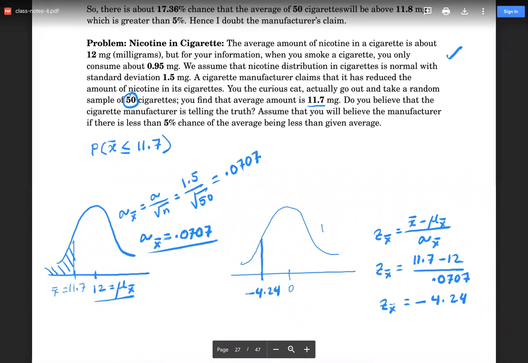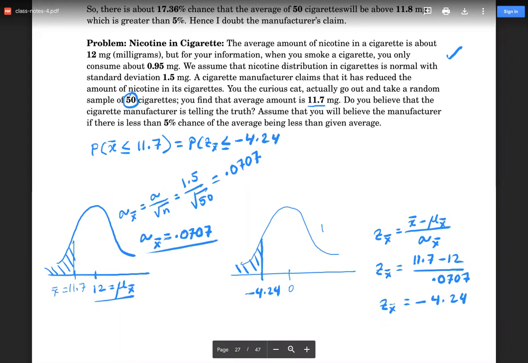I just realized that I just made another mistake. Sorry about that. I'm making too many mistakes in calculations today because I'm doing it as I am teaching. That's why. So I just realized that I made a mistake in the other problem and I will fix it. So this x bar is less than 11.7. So probability of z sub x bar is less than or equal to negative 4.24.